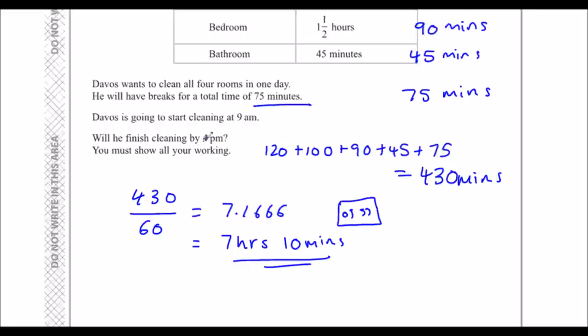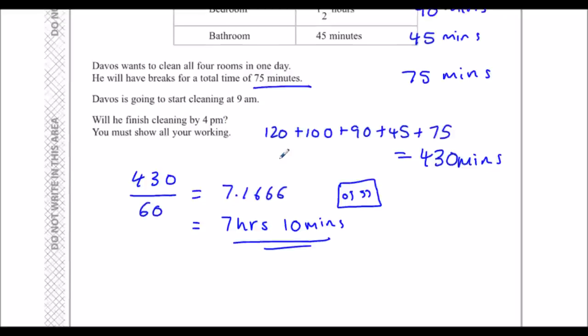So will he finish by 4? How many hours from 9 till 4? So 9 till 10, 11, 12, 3 hours till 12, and then another 4 hours. So 7 hours. So no, he won't. So he will finish at 4:10.